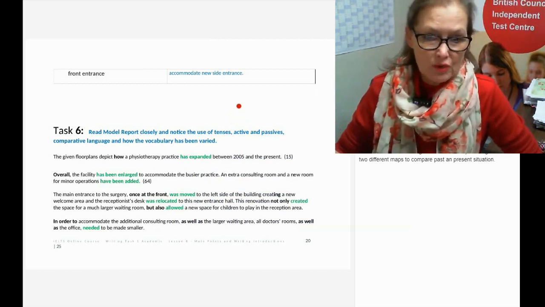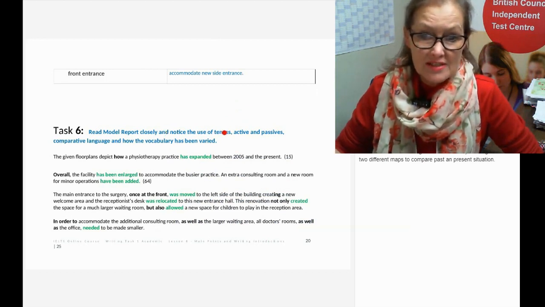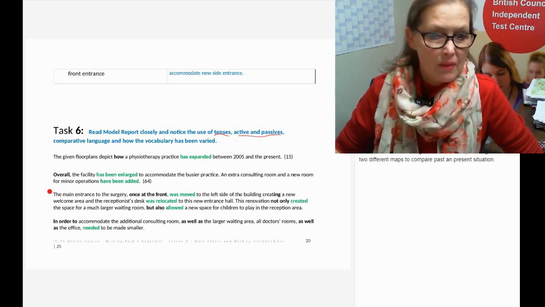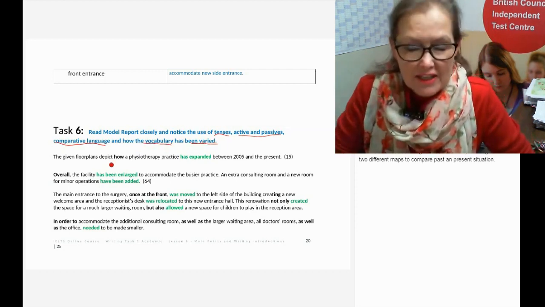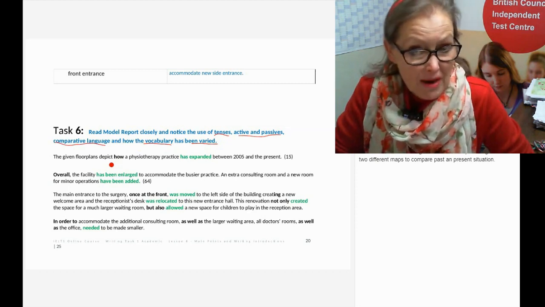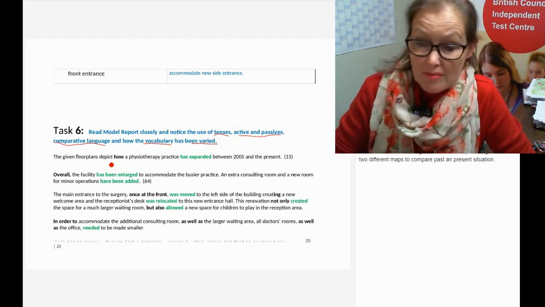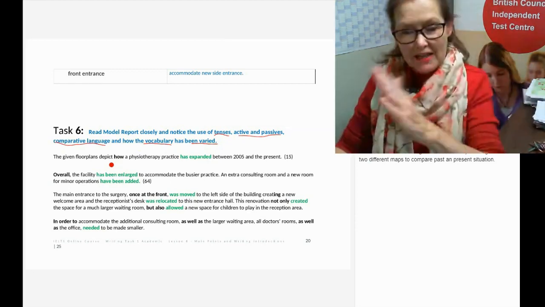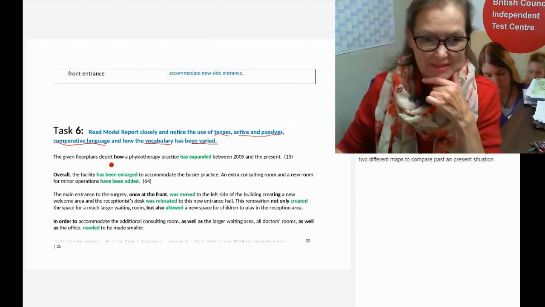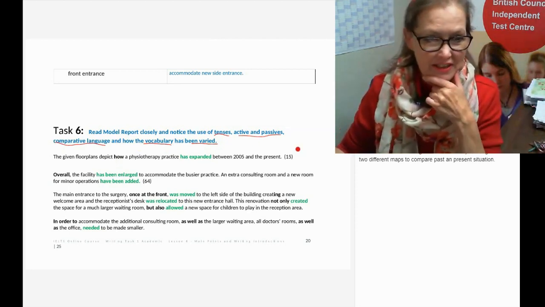So let's read the model report closely. And I want you to notice the use of tenses, how I've used active and passive, where I've used some comparative language, and notice how the vocabulary has been varied. All of these give me a higher mark for my vocabulary, a higher mark for my grammar, and a higher mark for the flow of my essay. So let's read it together.